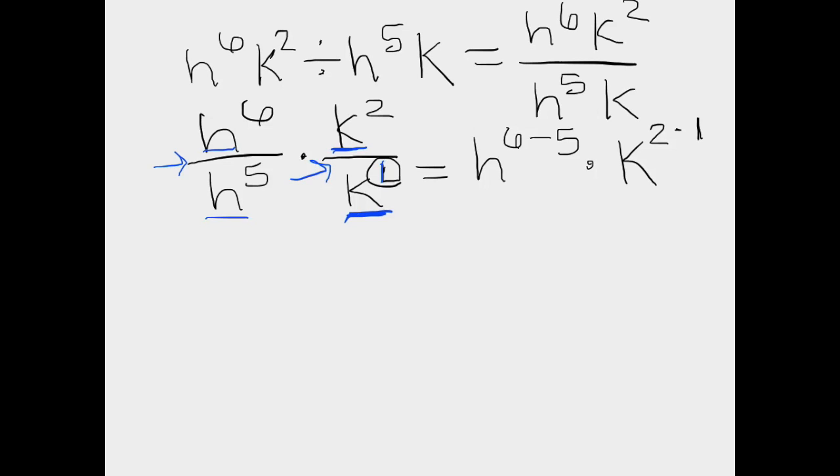So now I just have to simplify what I have. So I have h equals, and 6 minus 5 gives me 1, times k, and 2 minus 1 is also 1. So I can rewrite this as h times k.